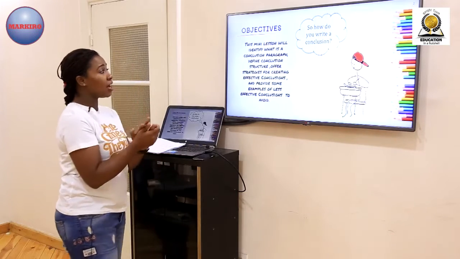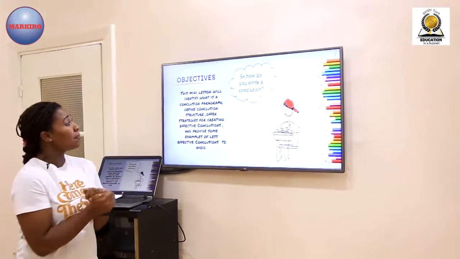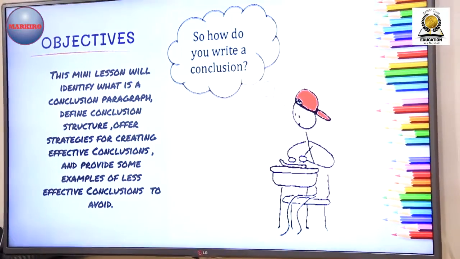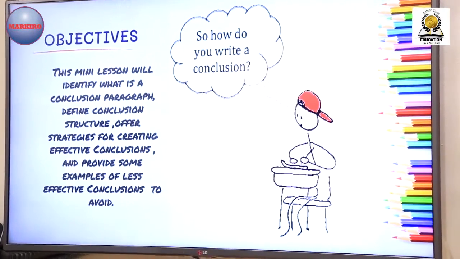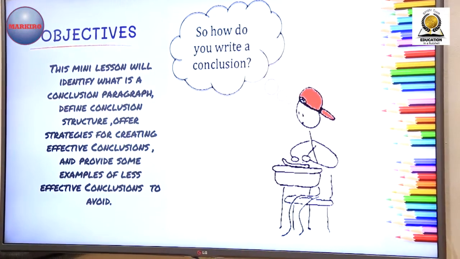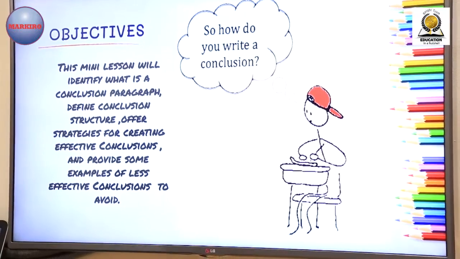And as every time, we start with our objective. This mini lesson will identify what a conclusion is, define conclusion structure, offer strategies for creating effective conclusions, and provide some examples of less effective conclusions to avoid.